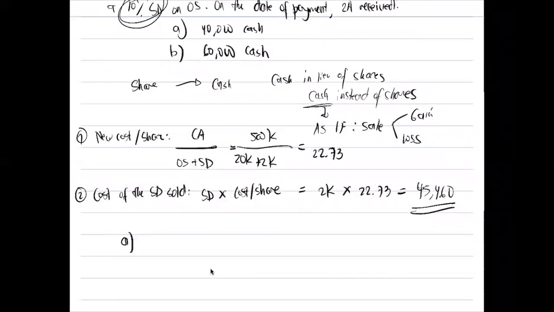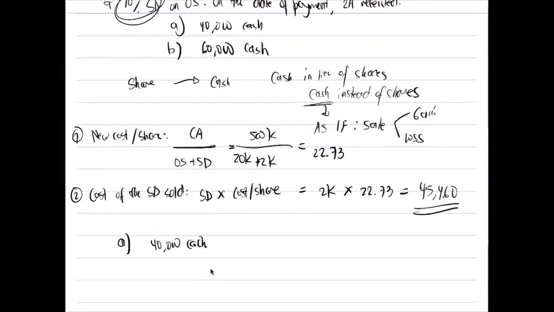So for letter A, we will receive 40,000 cash. To compute for the gain or loss, we compare the selling price, which is 40,000 cash, versus the carrying amount of 45,460. Therefore, we have here a loss amounting to 5,460.